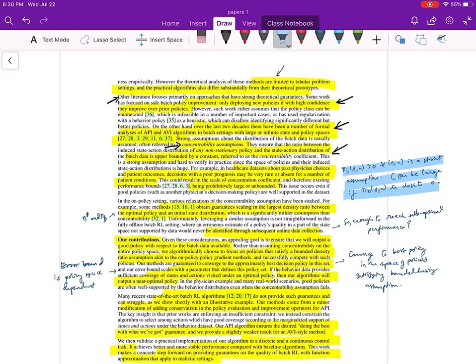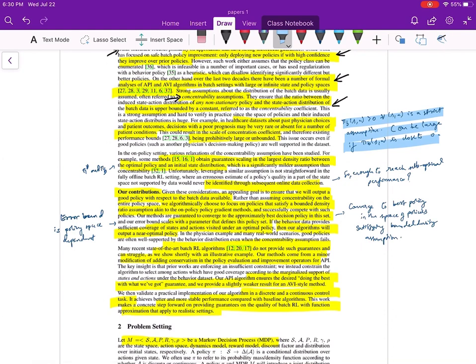Let's go further. Some methods here obtain guaranteed scaling in the largest density ratio. This is the assumption which the current paper uses as well, so we'll be looking at this closely in this video.